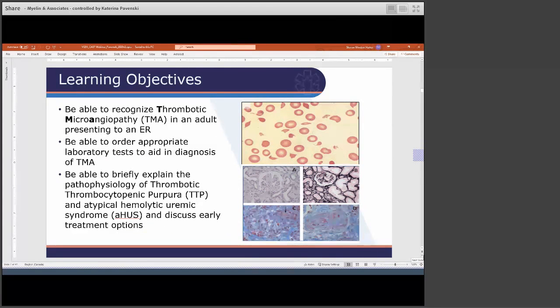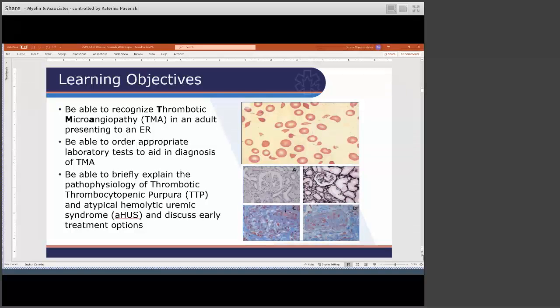So what are my learning objectives? First and foremost, today I want to tell you a little bit about TTP and aHUS. I think it's fundamentally important to understand these diseases before we can actually launch into discussion of how to use the actual order set. But really the most significant objective for tonight is to be able to recognize thrombotic microangiopathy in an adult patient presenting to the emergency room.